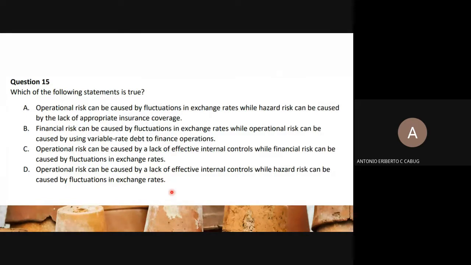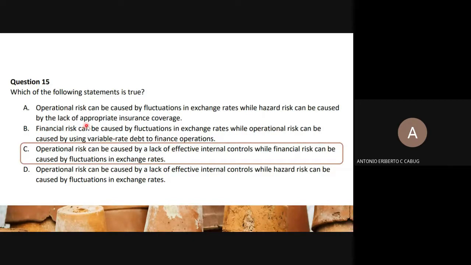Please enter your answers. As I have told you, financial risk broadly includes forex risk. So financial risk can be caused by fluctuations in exchange rates. Meanwhile, operational risk can be caused by using variable rate debt to finance operations. Hindi ka nag-fix ng interest rate. This is still financial risk. Okay? Itong using the variable debt to finance operation, hindi ka nag-fix ng interest expense, this is operational risk.